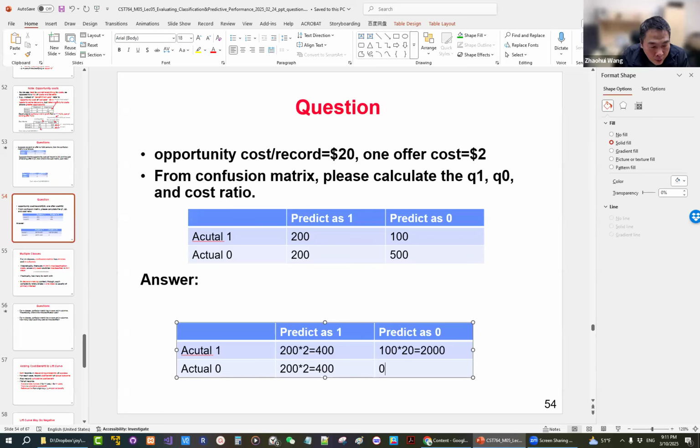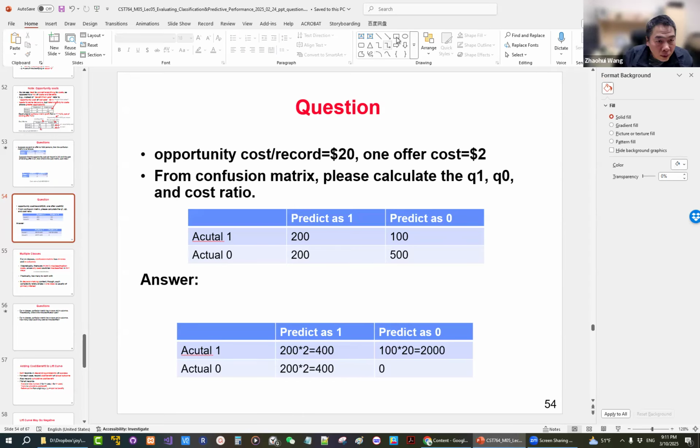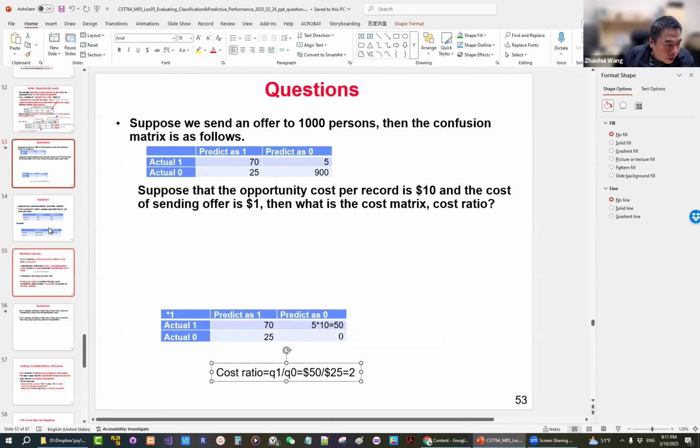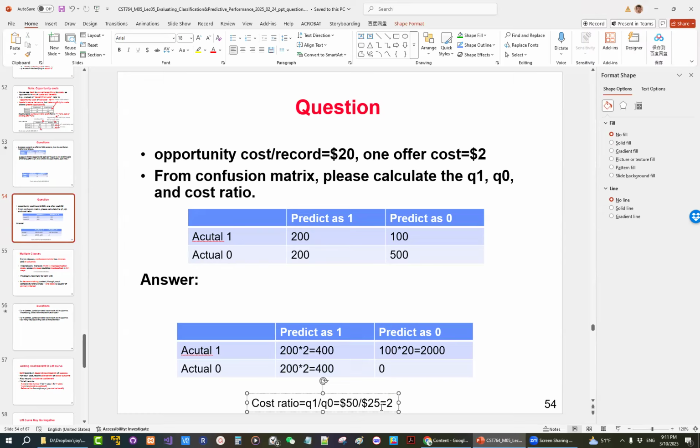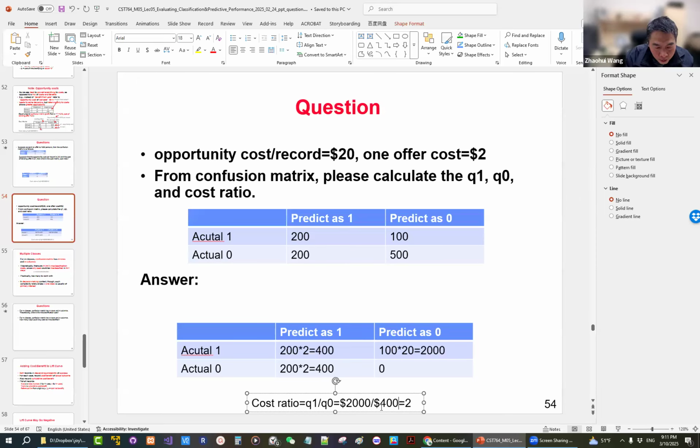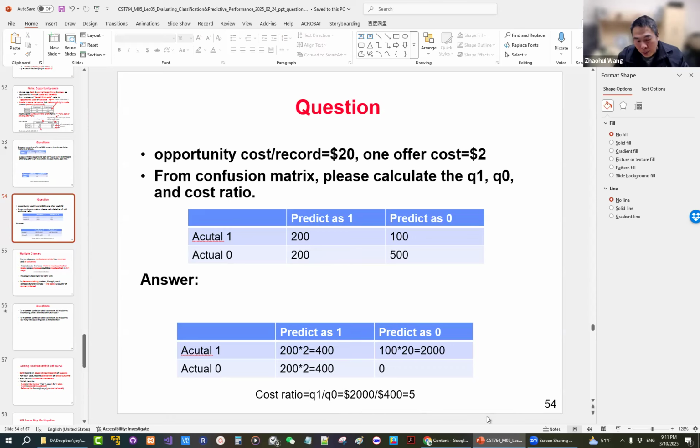Cost ratio is Q1 divided by Q0. So wouldn't that be 2,000 divided by 400? Yeah, that would be 5. That's too high. So this model's prediction is not good. We need to change the model.